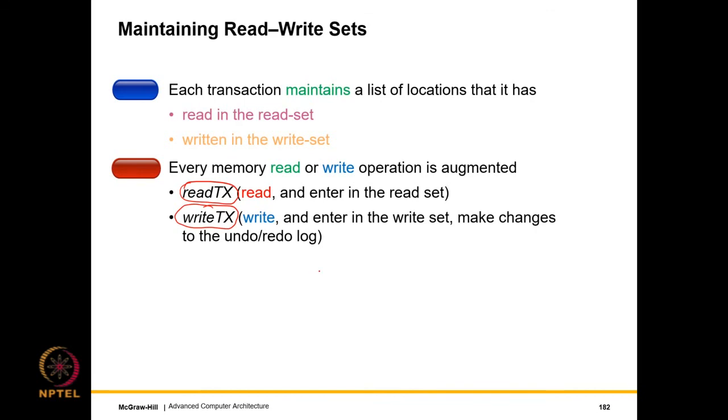So many times the programmer writes a normal program, but once it is enclosed in an atomic block, the compiler automatically converts it to a program that has these read_tx and write_tx functions within it. So what it does is that every access is replaced by a function call, and the function call is read_tx and write_tx.